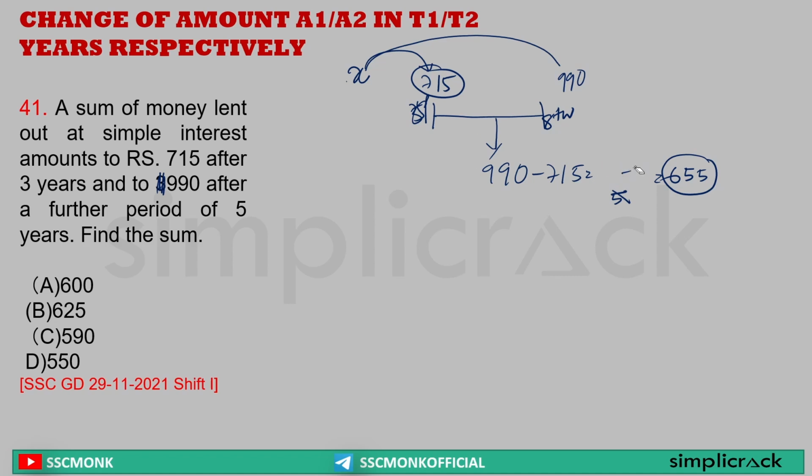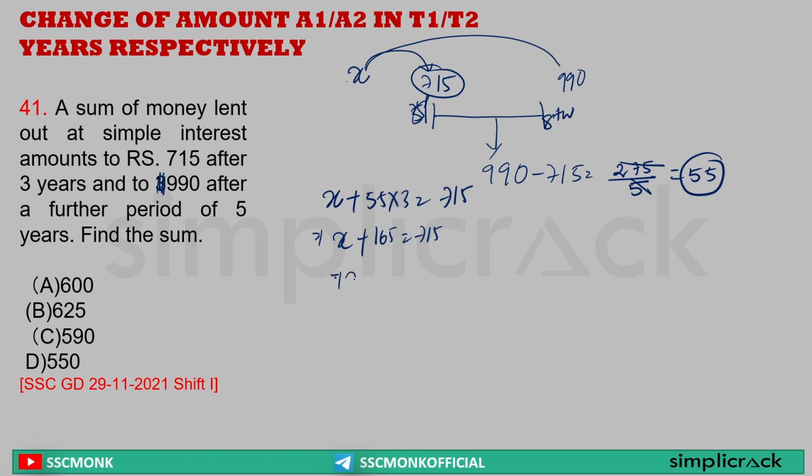So 990 minus 715 is equal to 275. Sir, 275 interest in 5 years. So every year interest is equal to 55 rupees. Now in the first 3 years, principal plus interest for 3 years is equal to 715. So I can write principal plus 165 is equal to 715, or principal amount is equal to 715 minus 165, which is equal to 550. So the principal amount is equal to 550.